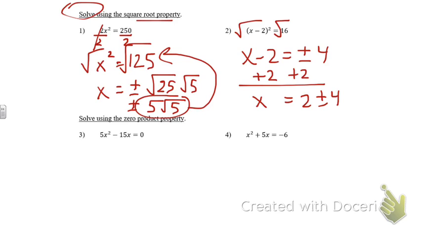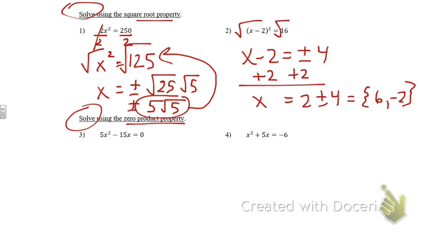And I always go ahead and find out what those 2 values are. 2 plus 4 is 6. 2 minus 4 is negative 2. And if you look back at your original problem, you say 6 minus 2 squared or negative 2 minus 2 squared, they're both 16.